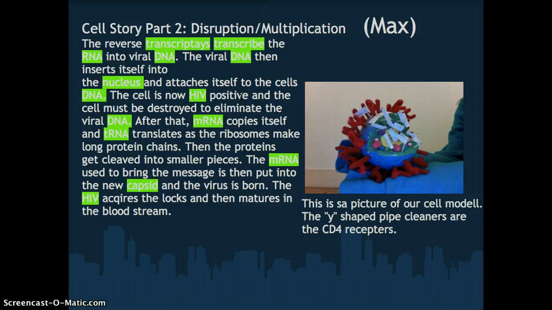The protein chains get cleaved into smaller pieces. The mRNA used to bring the message is put into the new capsid, and the virus is born. The HIV requires locks and then matures in the bloodstream.